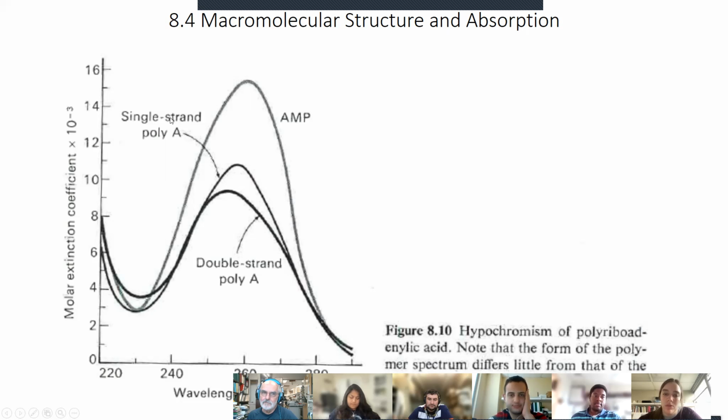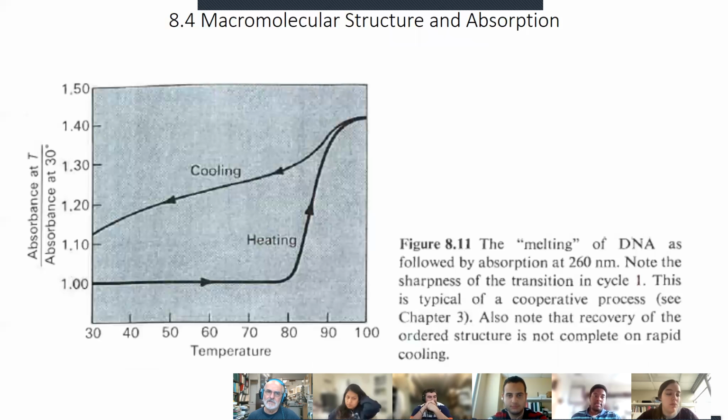Is it single-stranded poly A? Is it double-stranded poly A? Okay. So it differs from that of a monomer, and the intensity and the peak position both change. And so how do you do this with this kind of calculation technique that I just described? It becomes much more difficult to do it by the technique.